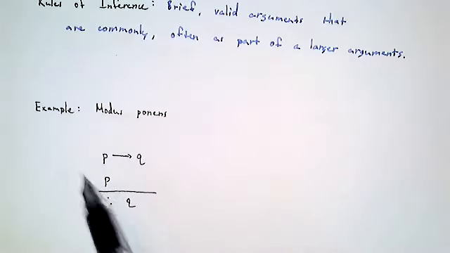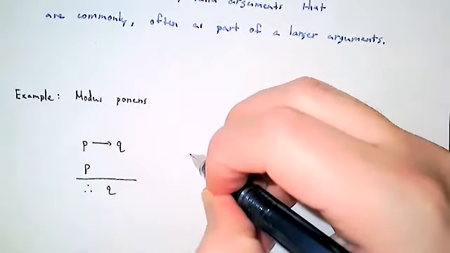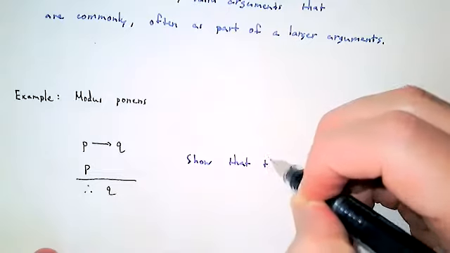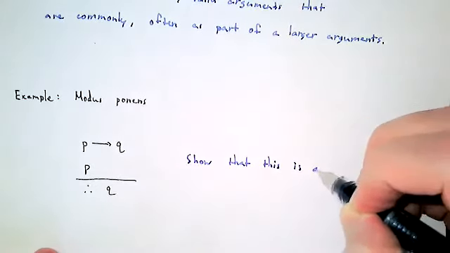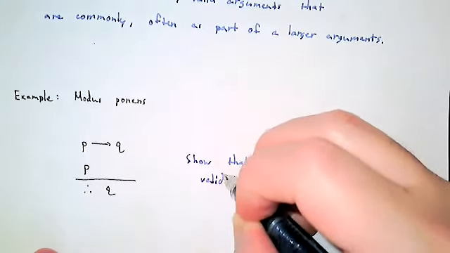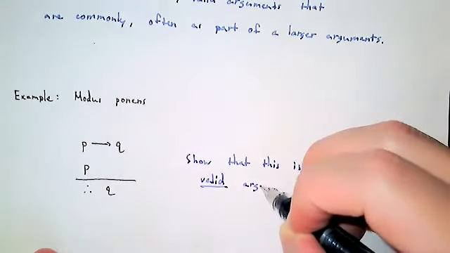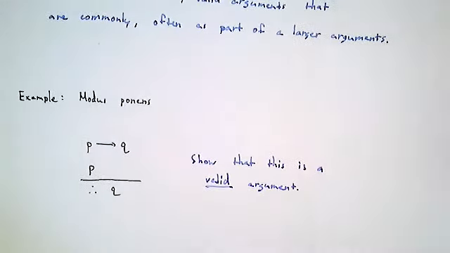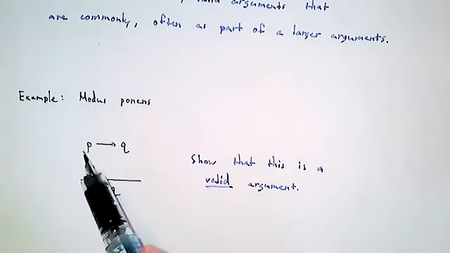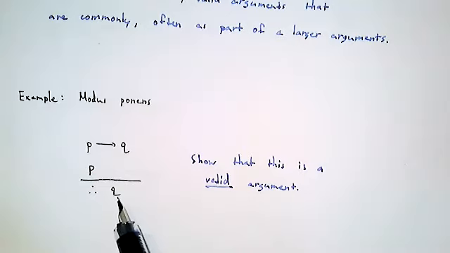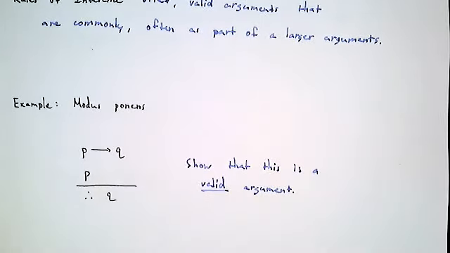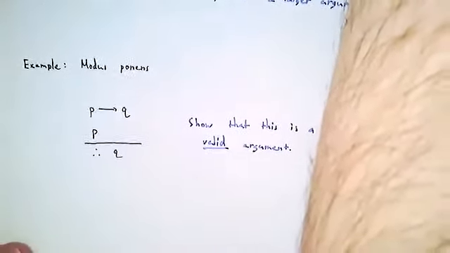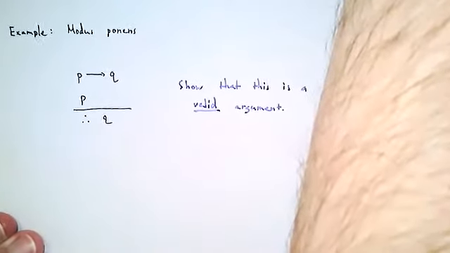And what I want to do in the example is show that this is valid. And remember, valid has a very specific meaning in logic. It means that if the two hypotheses are true, then the conclusion has to be true. That's what we're trying to show. And in order to do that, we're going to go back to our idea that we've been using constantly of a truth table.